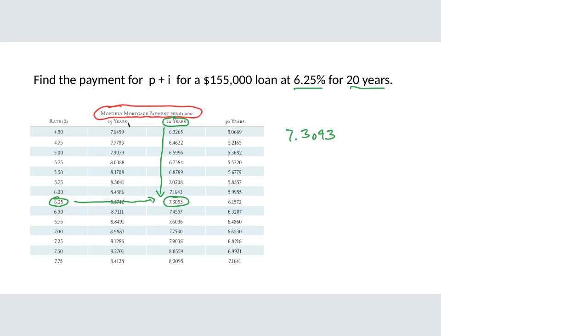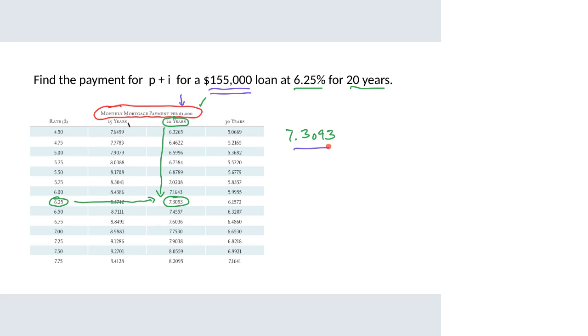That number is going to be important for us, 7.3093. What that is, is how much we would have to pay back if we had borrowed $1,000. Now, we borrowed a lot more than that, but if I was paying back $1,000, that's how much I'd pay, $7.31 every month to pay it off. But we didn't borrow $1,000. Instead, we borrowed $155,000.